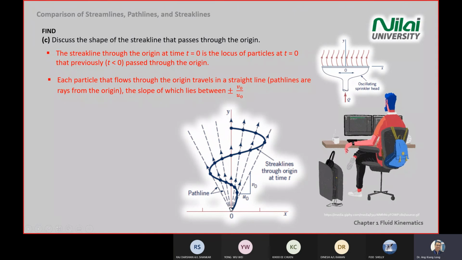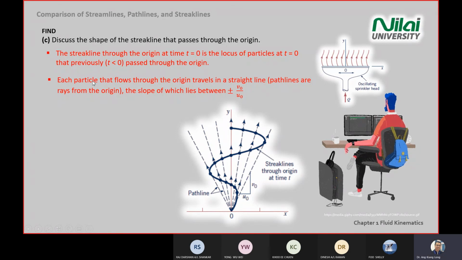Now, you know that you already calculated the path line just now. You already calculated the path line, which is a straight line from the origin. So the straight line is actually the shadow, or the history of the particle itself. So the first statement just says that the straight line from the origin at t equal to 0 is actually a locus of the particles.